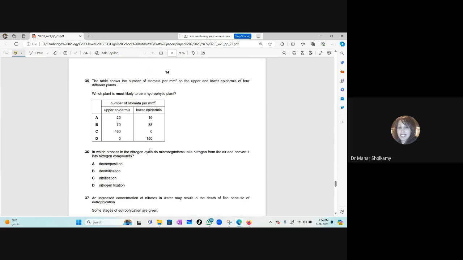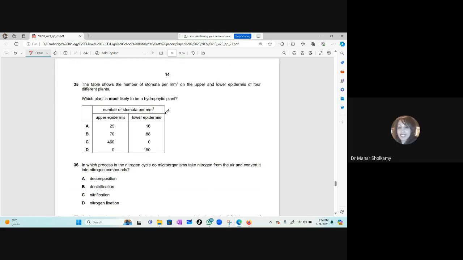The table shows the number of stomata per millimeter squared on the upper and the lower epidermis of 4 different plants. Which plant is most likely to be a hydrophytic plant? Now you need to remember some details here. It is C. If you remember, the hydrophytes float on water and they don't have stomata on the lower side of the leaf because the stomata would be blocked by the water. So the stomata are only found on the upper surface of the leaf. That is why the lower epidermis has 0 stomata. C, you have to even remember those details.